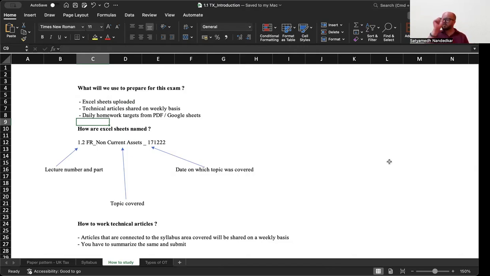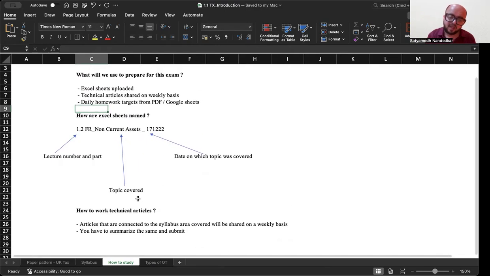After every lecture, please understand how the notes are labeled. Okay. If you see 1.2 as the title, that means it's lecture 1 part 2. This is the name of the subject. Then you talk about the topic that is covered and then the date on which the topic was covered.